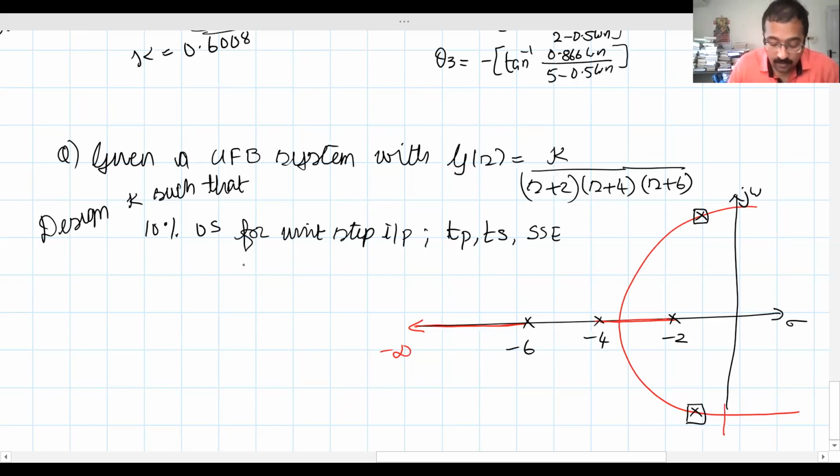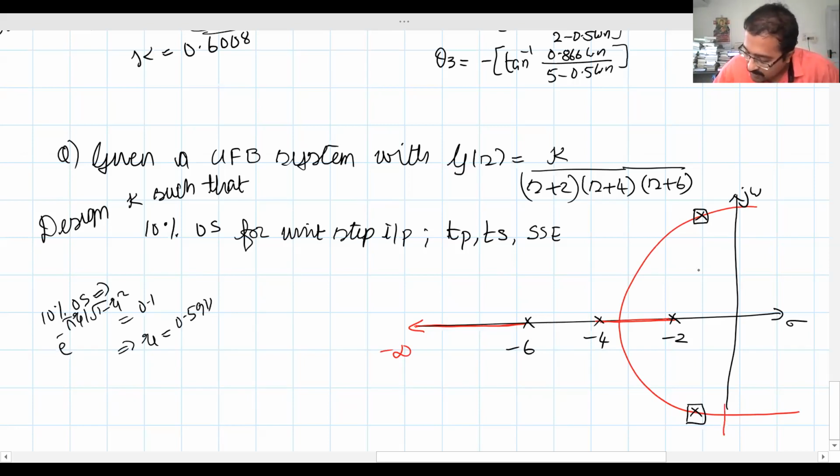10% overshoot. Okay, so 10% overshoot means what? E raised to minus pi zeta by root of 1 minus zeta square is 0.1. That means your zeta will be equal to how much? Zeta must be equal to 0.5911. Okay, so you are given some clue to find where the dominant pole is, right? So the dominant pole will be minus zeta omega n plus minus j omega n into root of 1 minus zeta square. So the real part will be minus 0.5911 omega n, and the imaginary part will be how much? j 0.8065 omega n.